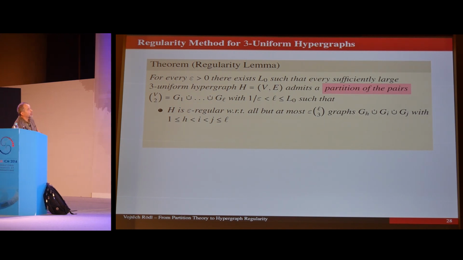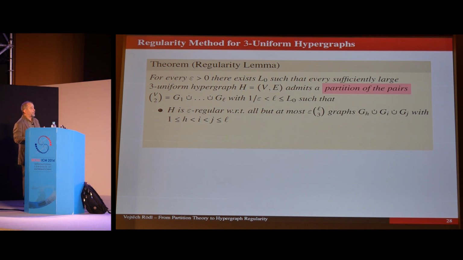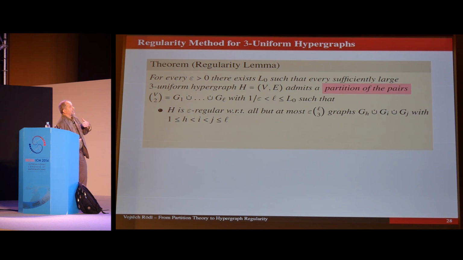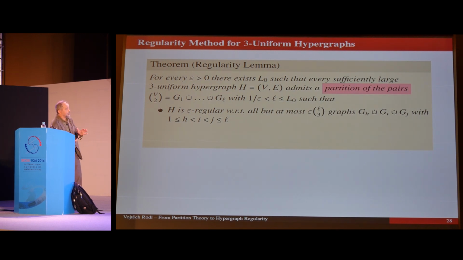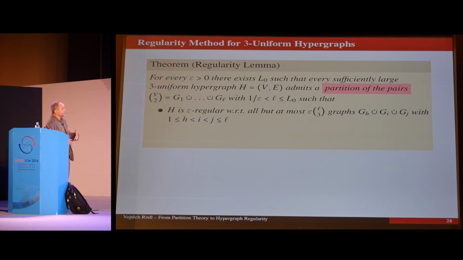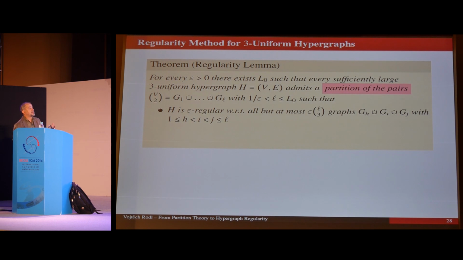graphs. So again, given epsilon, I get some upper bound L0, before it was T0, so that every sufficiently large 3-uniform hypergraph admits a partition now of pairs, not of the vertices, into L parts, where I have a lower bound for L and an upper bound for L, only depending on epsilon, so that the hypergraph is epsilon regular with respect to all but epsilon times L choose 3 graphs, GH, GI, GJ.